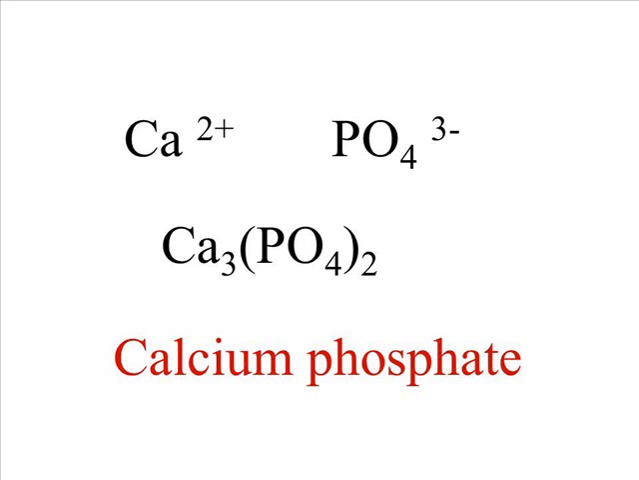The calcium ion with a +2 charge and the phosphate ion with a 3- charge. Again, when you bring that 2 down, you will need to put it outside of parentheses. Anytime you bring a subscript down on a polyatomic ion, you will need to put it outside of parentheses. This is telling you that the formula contains 3 calcium ions and 2 phosphate ions. The formula is Ca3(PO4)2.